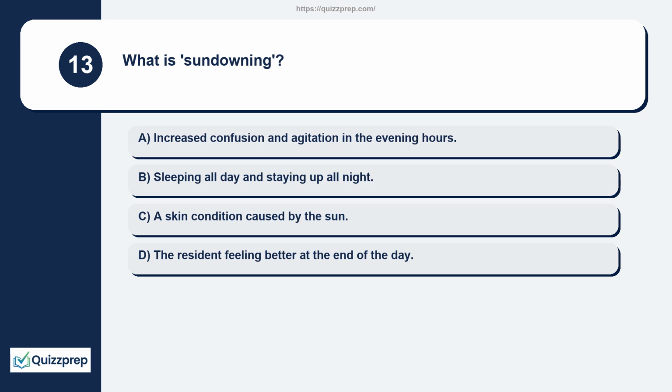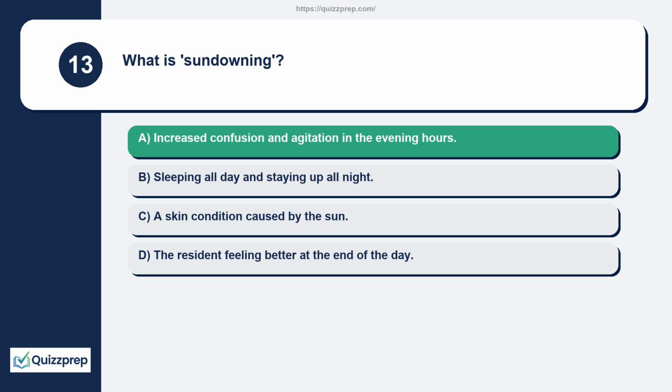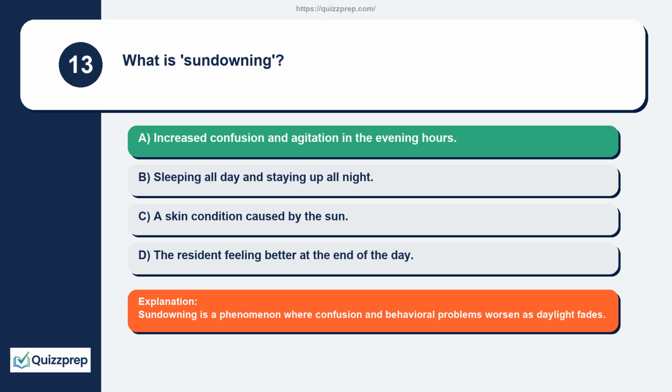Question 13. What is sundowning? Increased confusion and agitation in the evening hours, sleeping all day and staying up all night, a skin condition caused by the sun, or the resident feeling better at the end of the day? Sundowning is a phenomenon where confusion and behavioral problems worsen as daylight fades.